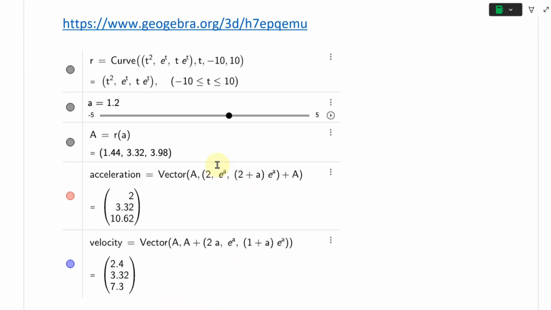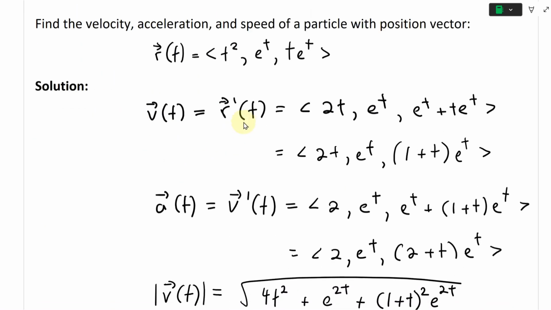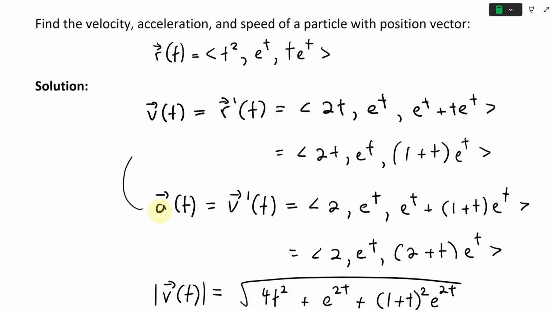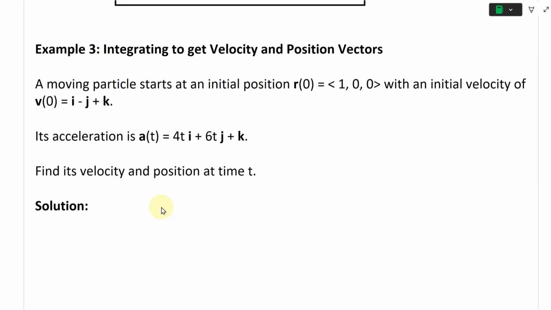In the previous examples, notice what we had. We were given the position, and then we took the derivative to get the velocity, and then the derivative again to get the acceleration. But now we're going the reverse way. Now we're going from acceleration to velocity, then velocity to position. And that's using integration. All right, so let's take a look at the integrals of that.